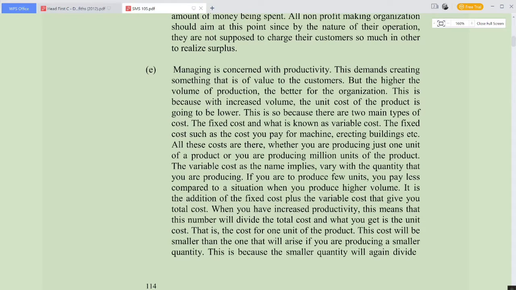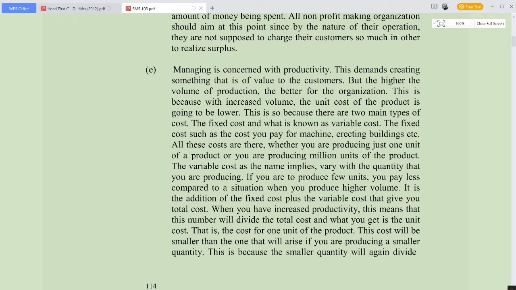It is the addition of the fixed cost plus the variable cost that gives you total cost. When you have increased productivity, this means that this number will divide the total cost, and what you get is the unit cost. This is the cost for one unit of the product.